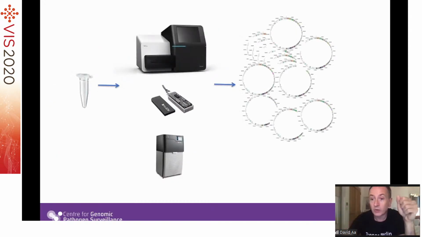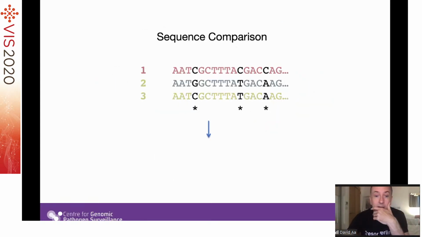So samples of these bugs are taken, they're run through their sequencers, and then you get the genetic code out of the other end. And this is a standard way of comparing those genetic codes. So you can see that this is representing 3 different samples or isolates of any pathogen. It could be a virus or a bacteria. And then you count the number of differences between each of them.